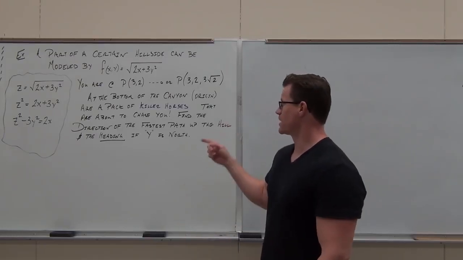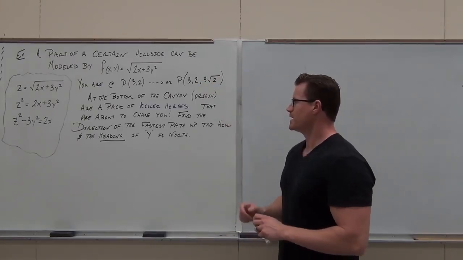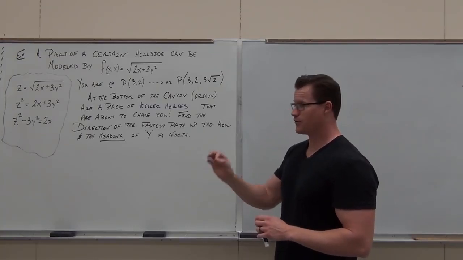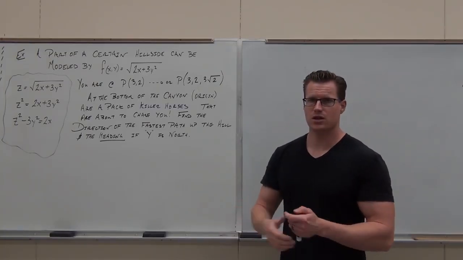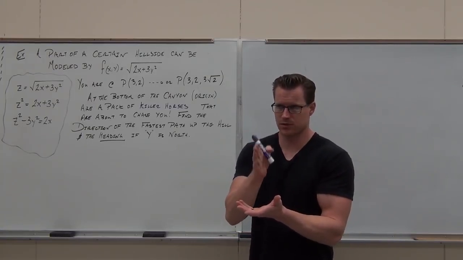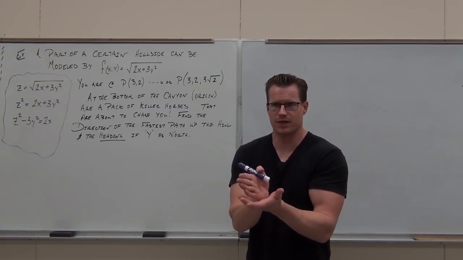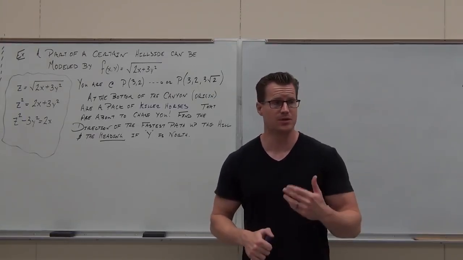We want to find the direction of the fastest path up the hill for that segment. And the heading, if y is north. So you guys know about compasses, right? Compasses choose north as the main direction, and then we take angles off of that. So if y is north, we're going to figure out a heading on our compass so we can choose the right path.